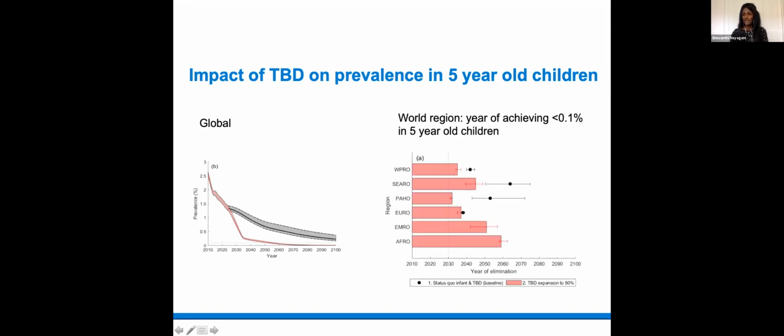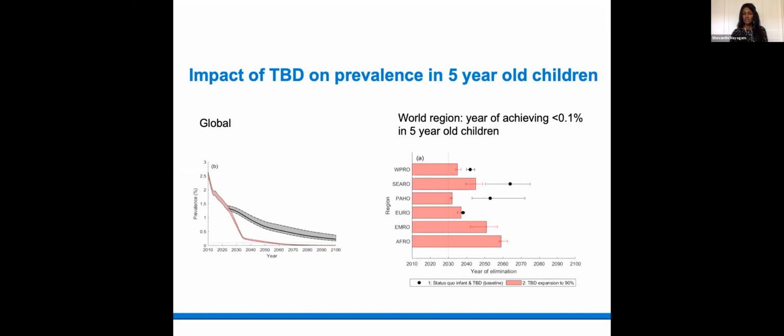But more interestingly, when you break down by region, you can see that it's highly heterogeneous. When different regions will reach this WHO 0.1% prevalence target will vary. And just to remember that this modelling aggregates 110 countries, which are the high burden countries. It doesn't aggregate the high income, low burden countries. So for example, Euro might achieve it sooner if you include all the countries.